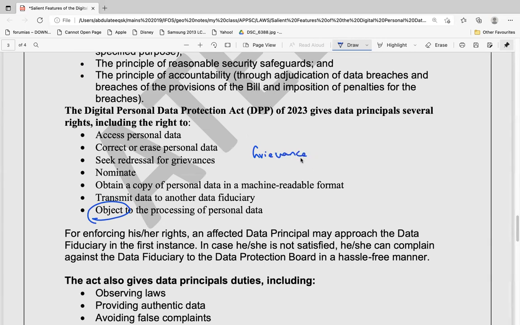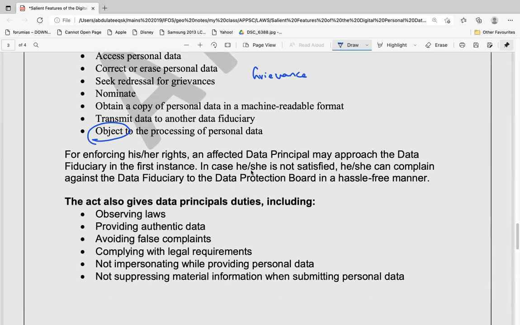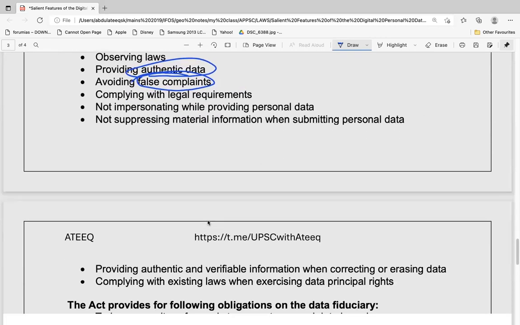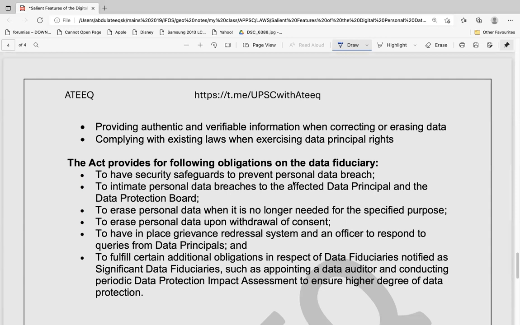And what are your duties? You should give proper, authenticated data. You should not file frivolous or false complaints. You should also follow certain laws. So these are the rights and responsibilities of the data principals. Then what are the rights and responsibilities of the data fiduciary?